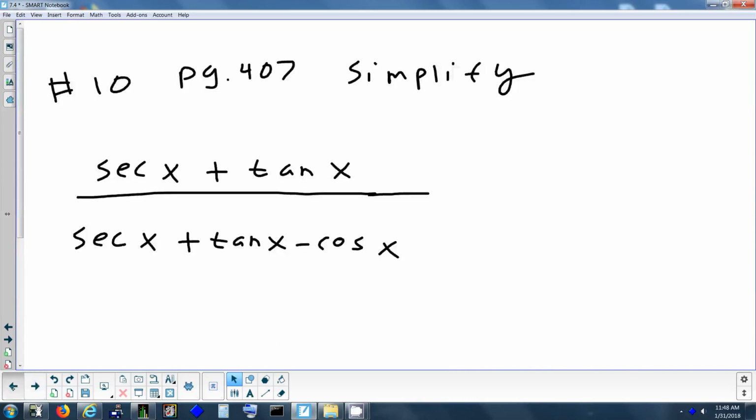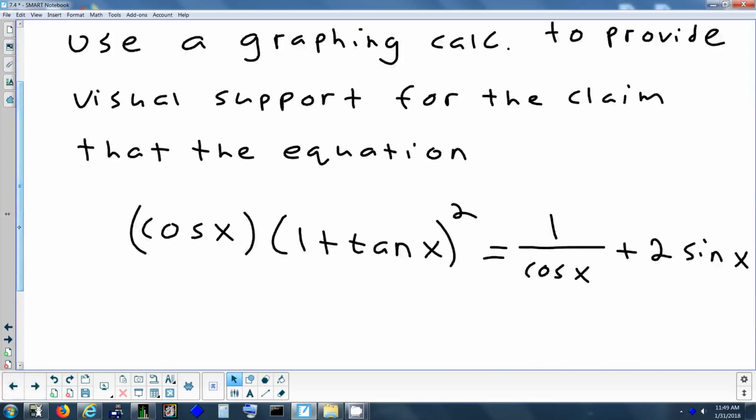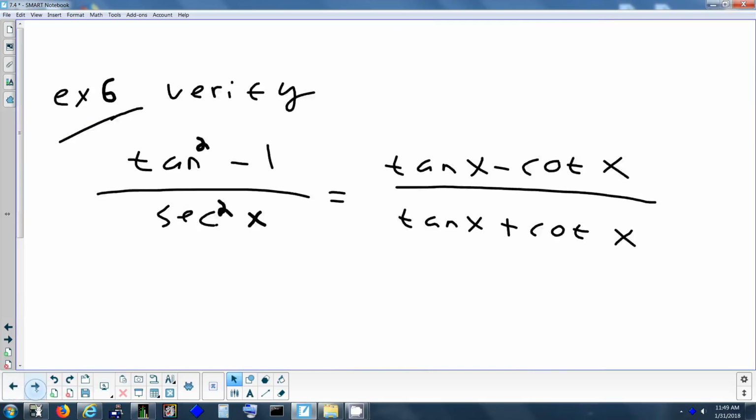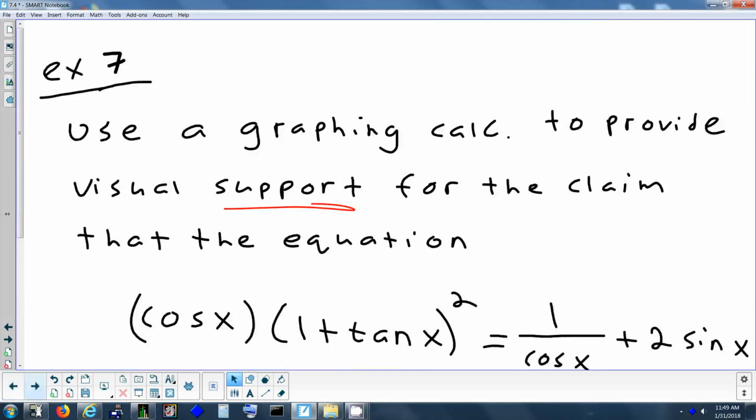All right, let's do something a little different. So this says use a graphing calculator. In fact, I'm not even going to do it. I'm just going to ask you how you do it. Now, a graphing calculator can't prove anything, right? All the stuff we've been doing, you can't substitute a graphing calculator for doing this algebra. But you can use a graphing calculator to support an idea. Not prove an idea, but to kind of say, this is what I think should happen.